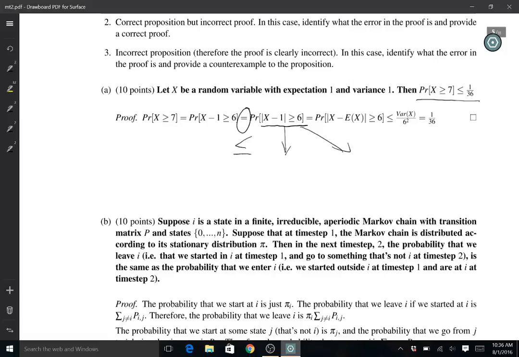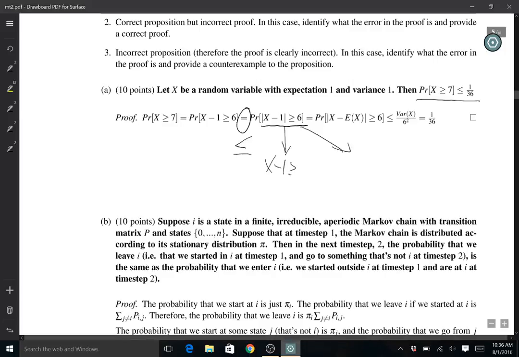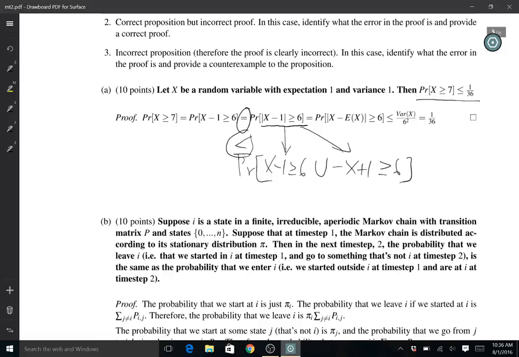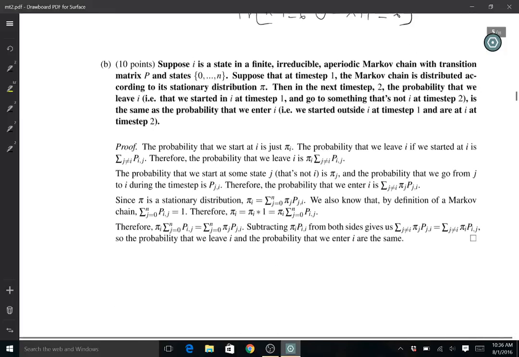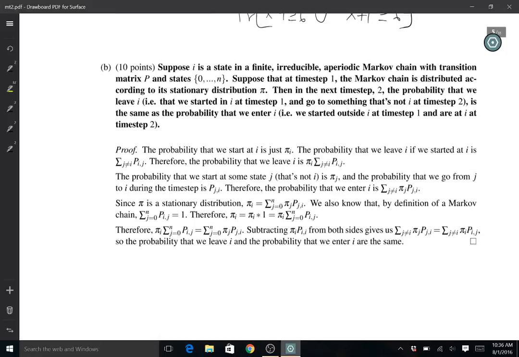Either the event is X minus 1 is greater or equal to 6, union the event that negative X plus 1 is greater or equal to 6. So here we should take the smaller or equal sign instead of the equal sign. That's why the proof is wrong. Okay. The second one is actually a true proof.